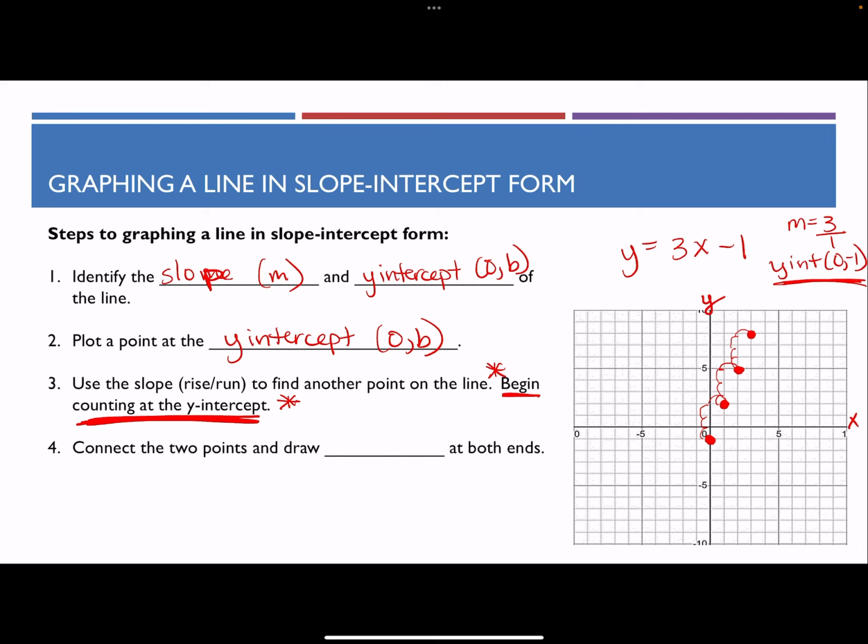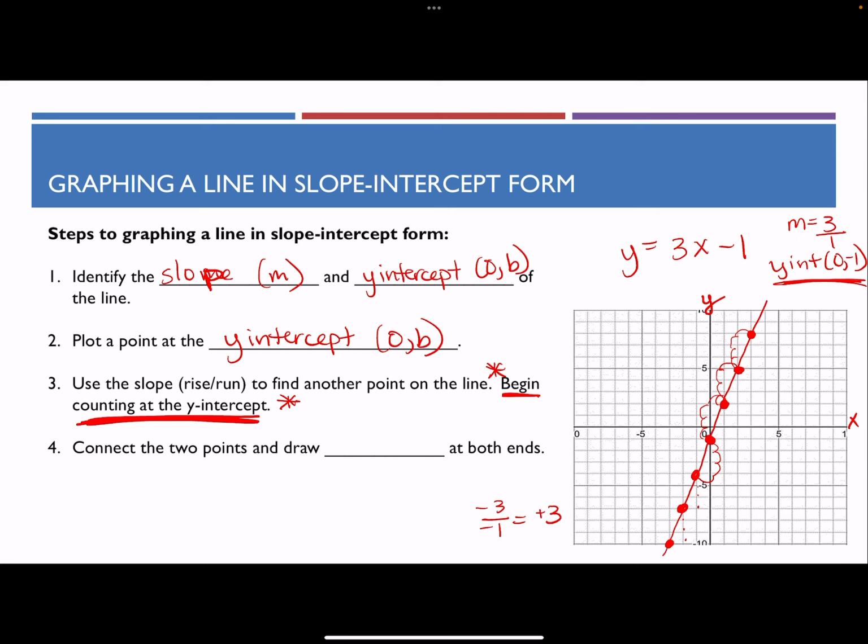I want to show you something else too. If I start at that y-intercept and I go down 3, so that's like a negative 3, but then if I count 1 to the left, going to the left is a negative 1, that point is still in line with the others because a negative 3 over a negative 1 is a positive 3, right? So I could keep going down 3 and over 1, down 3 over 1. All these points are in a line.